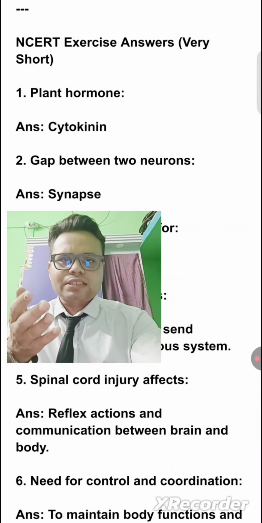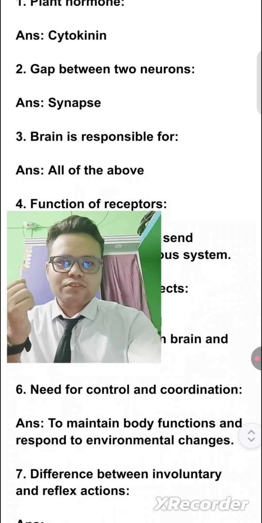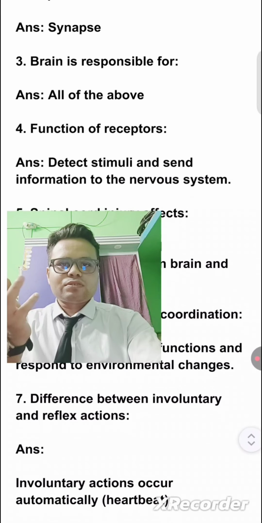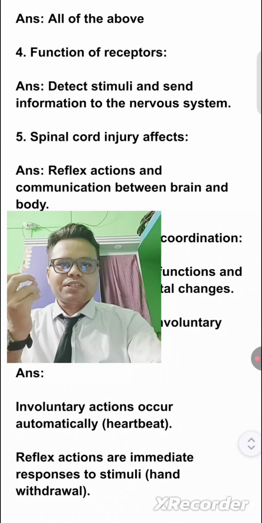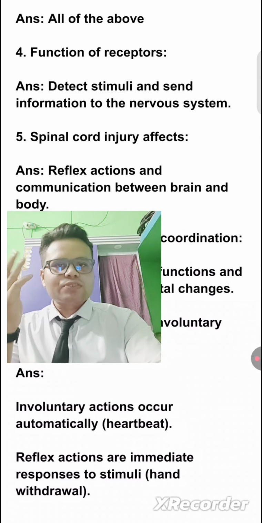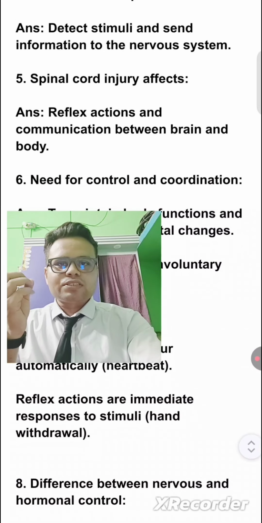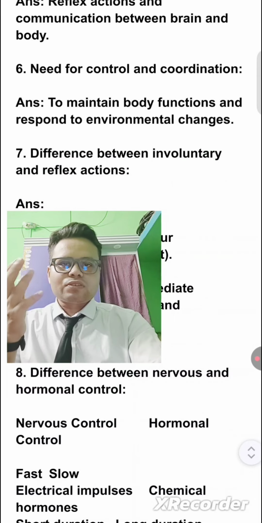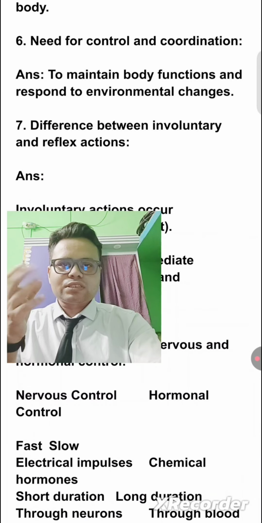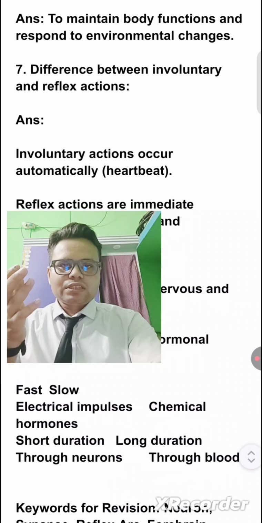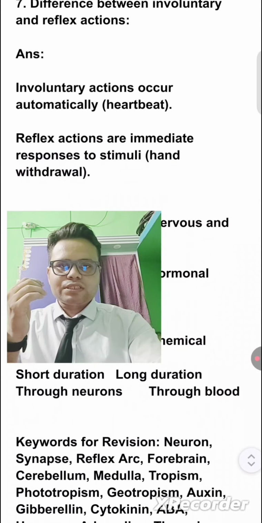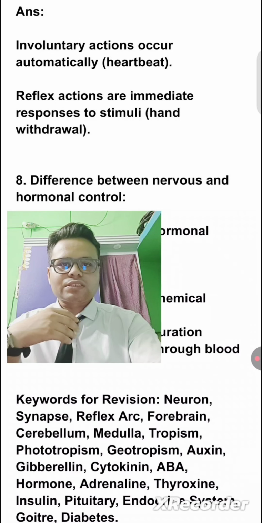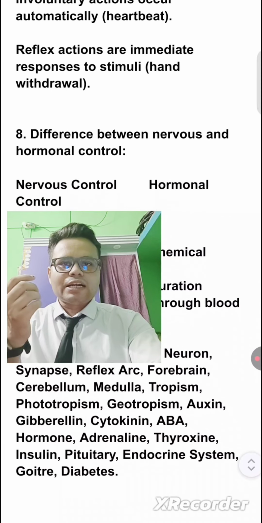So NCERT exercise. Plant hormone: cytokinin. The gap between two neurons is known as the synapse. The brain is responsible for all of the above. Function of a receptor: detect stimuli and send information to the nervous system. A spinal cord injury affects reflex action and communication between brain and body. Need for control and coordination: to maintain body function and respond to environmental change. Difference between involuntary and reflex action: involuntary actions occur automatically, like heartbeat, and reflex actions are immediate responses to stimuli, like hand withdrawal.